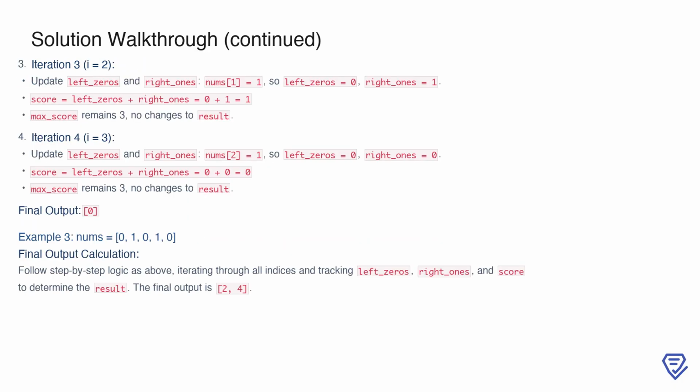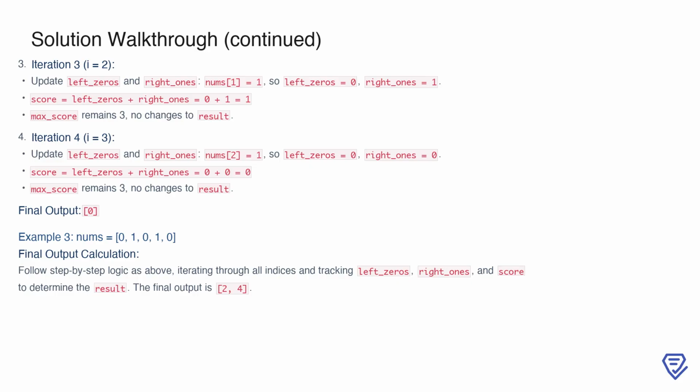For the third iteration, i equals 2, processing nums[1] equals 1 keeps left_zeros at 0 while reducing right_ones to 1. The score is 0 plus 1 equals 1, which is still less than the current max_score.